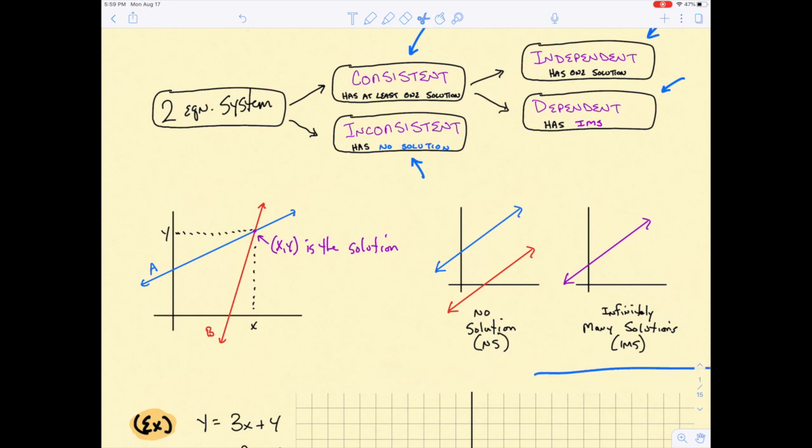And the last one, the blue and the red are meant to try and represent purple. The purple is kind of the overlap of the two. So there's a solution. In fact, there's infinitely many solutions as long as you are on that line. So we would call that a consistent dependent system. All right, simple enough. Now I have one example.